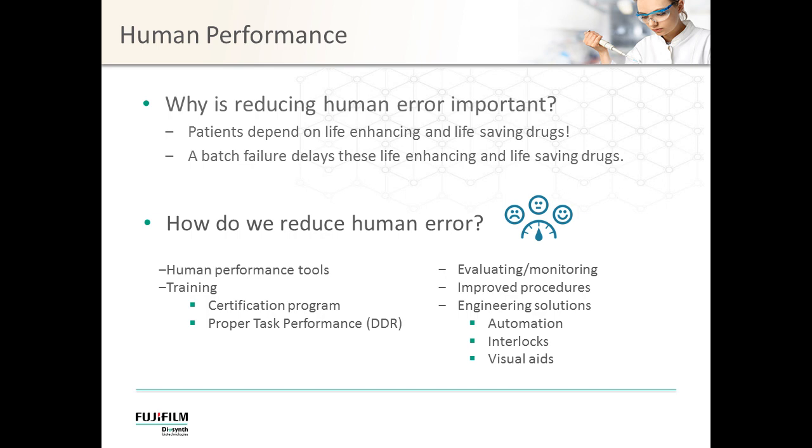Why do we want to reduce human error? Is it for metrics or KPIs, profits or bonuses? While those are very important to our organization, it is not the most significant reason. The reason we want to reduce human error is people. They depend on the life-enhancing and life-saving drug products that we produce here. Batch failures can prevent patients from getting these life-enhancing and life-saving drugs. These patients are counting on us to get it right the first time.